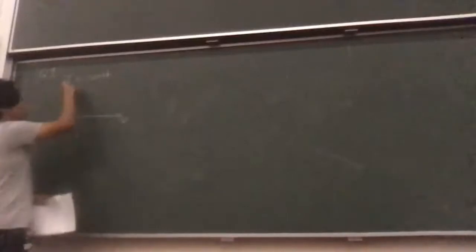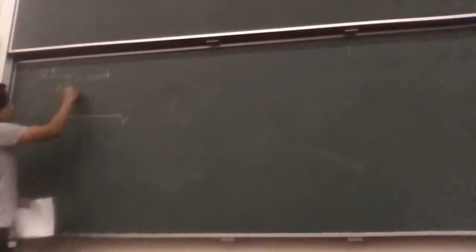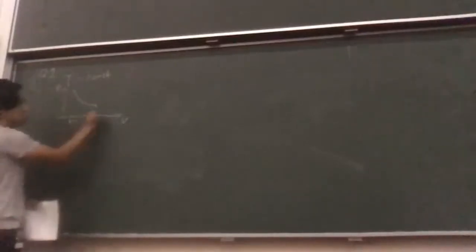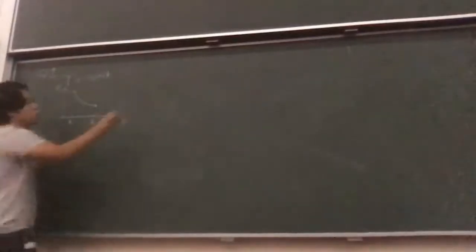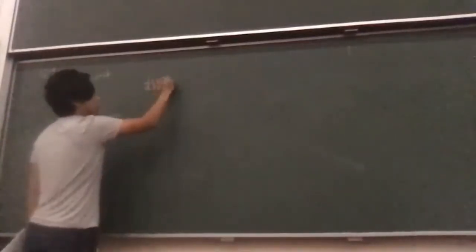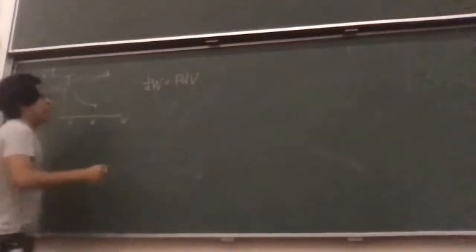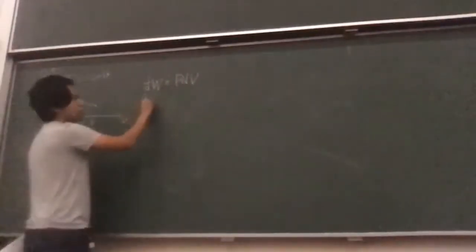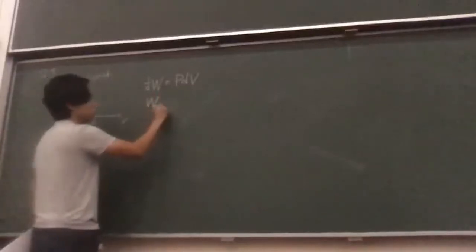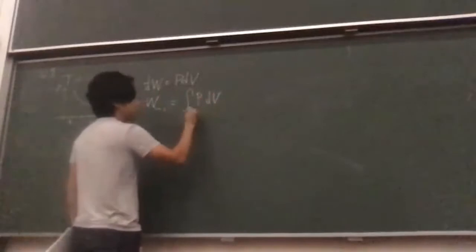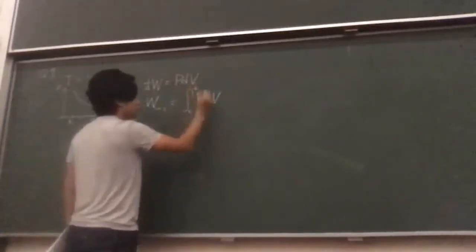If the system is always in equilibrium, that means you can draw it out on a PV diagram. So it goes like that, going from somewhere V1 to V2, and you want to figure out the work. So remember, the work formula is just dW equals P dV. Once you pick out a particular equilibrium path, you can just say, okay, work from going from 1 to 2 is equal to the integral of P dV from V1 to V2.